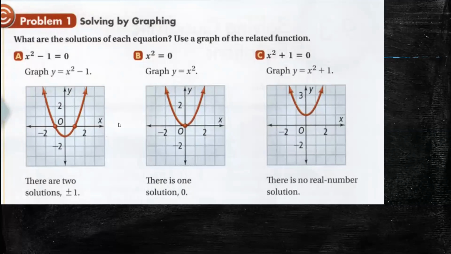Yes, 1 and -1. So that means we have 2 zeros, or 2 roots for this equation, which are 1 and -1. So we have 2 solutions.